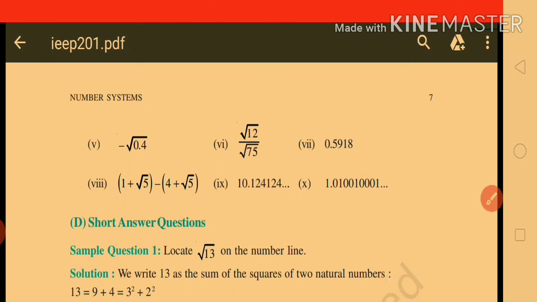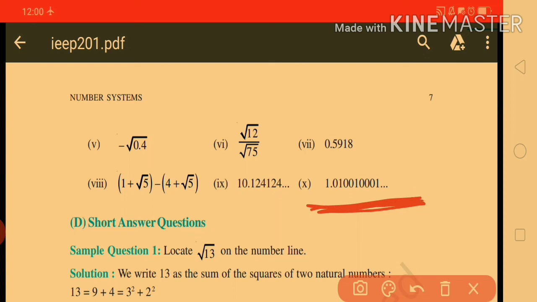Now come to the last part, 1.0100100. This is a non-terminating but non-recurring decimal, so it is an irrational number, right?